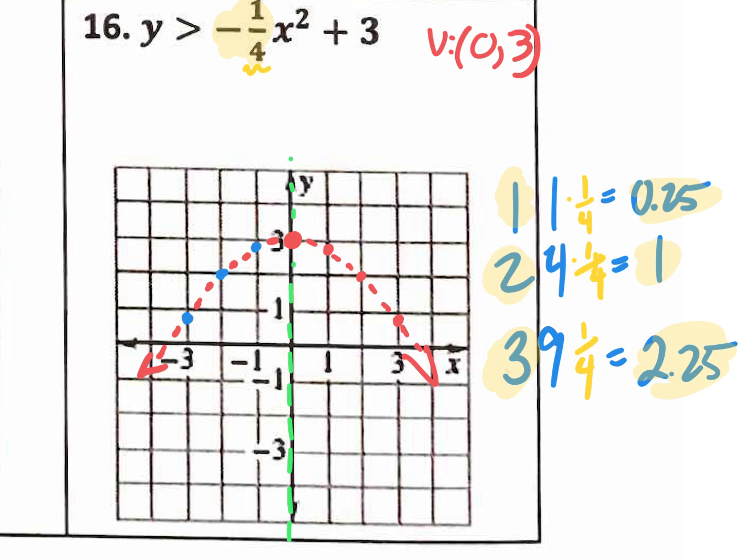Anyway, we still need to shade though. This symbol is a greater than symbol, which means I'm going to shade in where? Above, right? So let's shade in everything above, which is everything on the outside of your parabola.